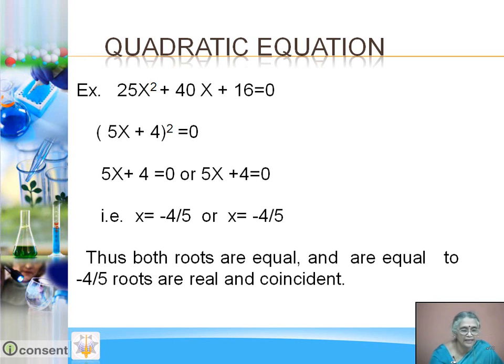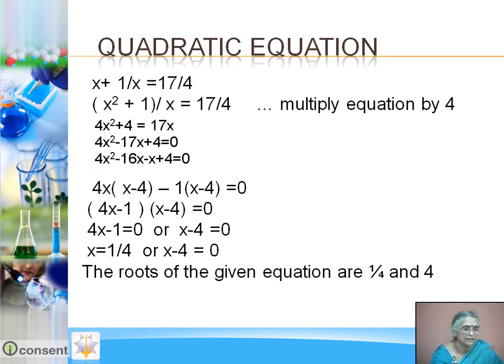Here both roots are equal, and they are equal to minus 4 upon 5. That is, roots are real and coincident.